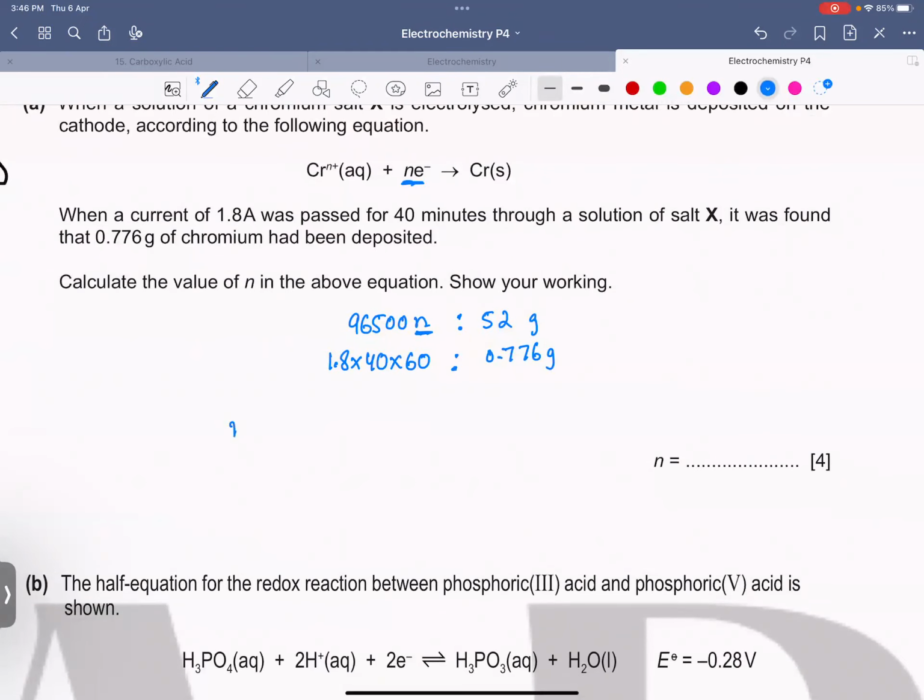So here the value of N would be equal to 96500 times 1.8 times 40 times 60 over 0.776 times 52, and here you are getting around 2.99, which would be rounded off to 3.0. So the oxidation number of chromium over here is positive 3. Is this clear, Mr. Law?